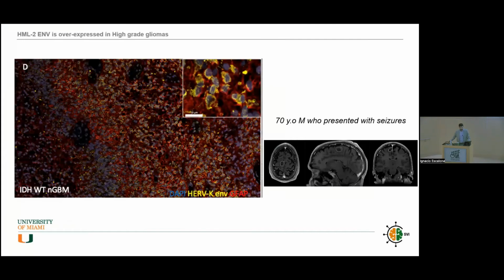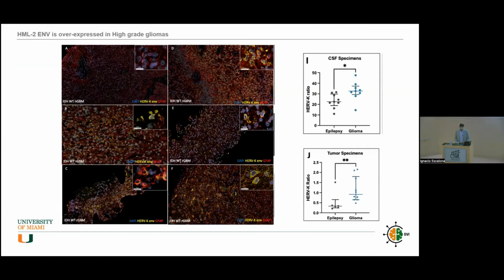But when you stain for GBM tissues, this is multiplex immunofluorescence staining with GFAP and HERV-K, and you can see robust retroviral protein expression in GBM patients. This is a 70-year-old with a right frontal GBM. Again, here you can see the yellow is the retroviral envelope protein expressed in these patients. This is a variety of patients with heterogeneous expression of HML2 envelope protein here on the left.